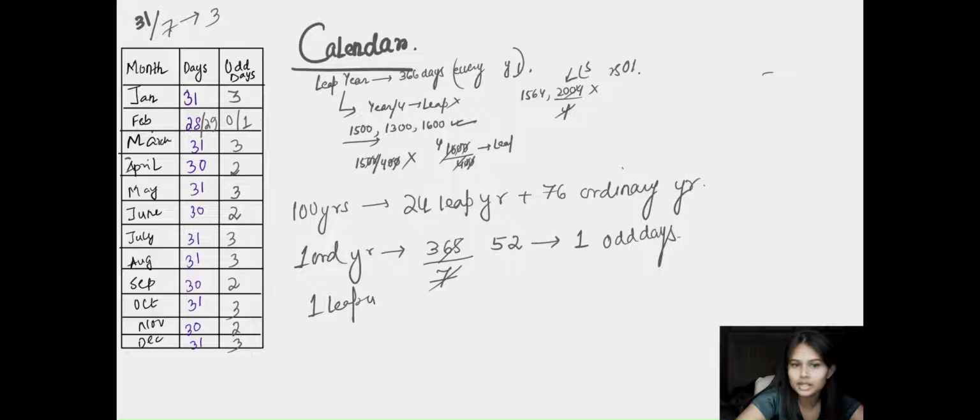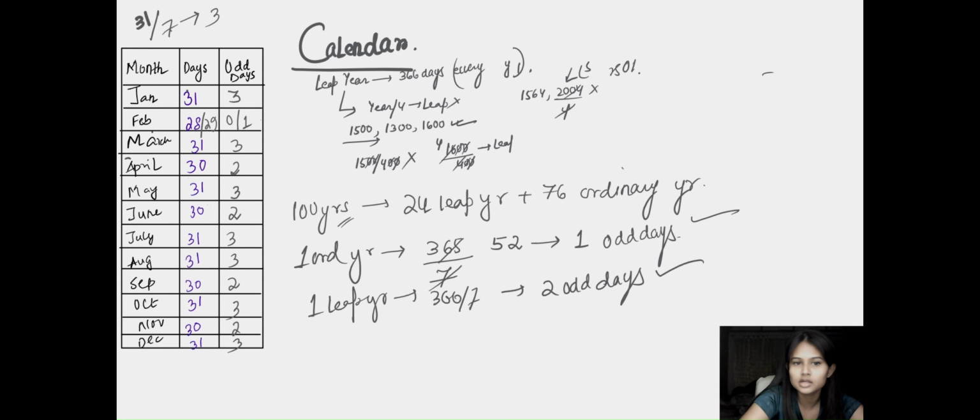For one leap year, 366 divided by 7, that is 2 odd days. So you don't have to go through this calculation every time. Just remember: an ordinary year has 1 odd day and a leap year has 2 odd days. This you have to remember.